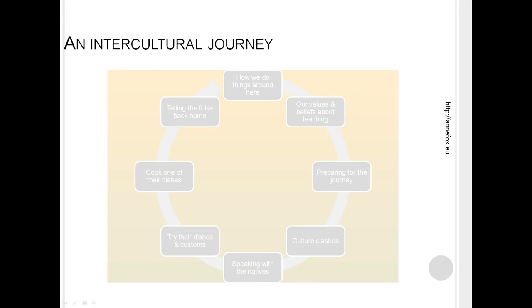We start at the top of the circle and we look at how we do things around here, that is, what happens in your classroom, and then we take a look at our values and beliefs about teaching. So there I'd refer you back to that diagram I showed you earlier with the learner at the center. It's not all teachers who can live with that model. And then preparing for the journey is talking about how we're going to document the course.